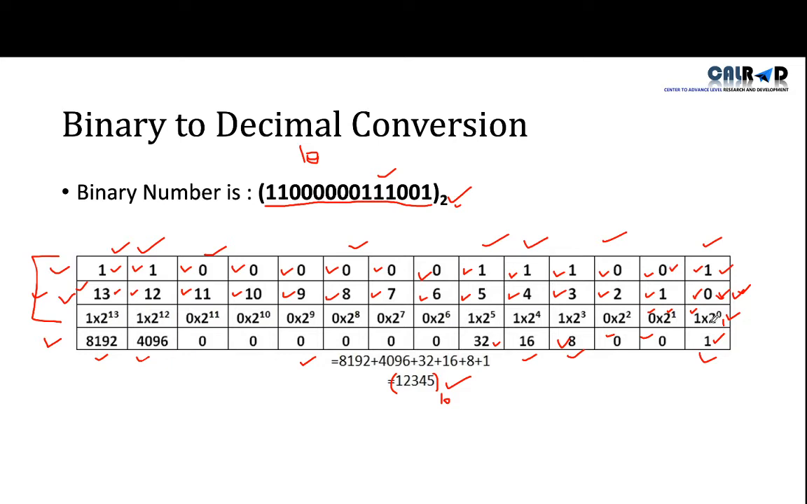In the fourth step, we have to do the calculation for this, and in the fifth step, we have to add all the values, and we get the decimal number for this. So this is how we do the binary to decimal conversion.